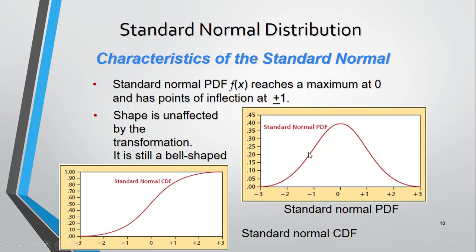Remember, 1 sigma, in this case sigma is 1, so at minus 1 and plus 1, those are the inflection points. And the shape is unaffected by the transformation. It's still a bell-shaped curve. And the standard normal CDF is like this, and the inflection point is at 0. Remember, there's 0 here.